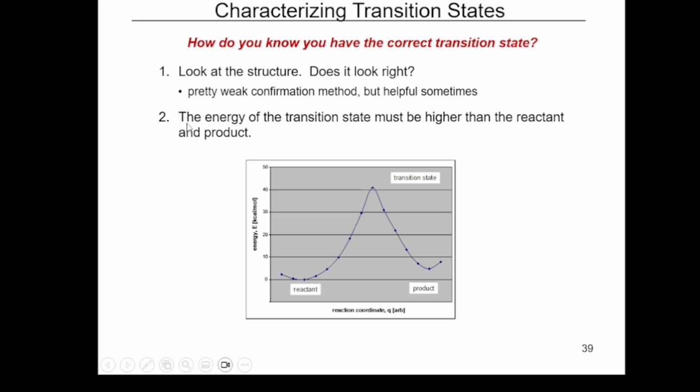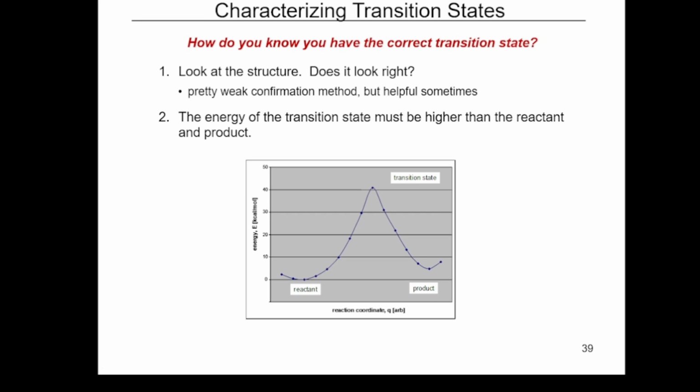The second method is to look at the energy of the transition state. It must be higher than the reactant and product. If you happen to get a structure which is higher in energy than reactant and product, more likely you got a transition state. But again, it is not a confirmatory method, because having high energy does not mean that you got the right transition state. It simply tells you that you got a structure which is higher in energy than reactant and products. These two are very common, simple methods, but they are not confirmatory. Look at the structure. Does it look fine or not?